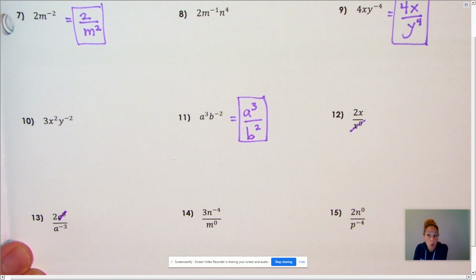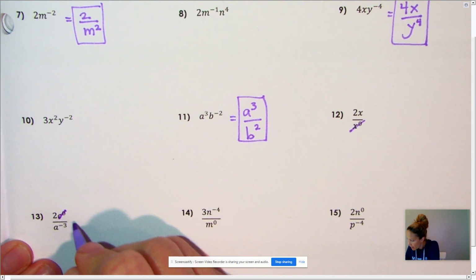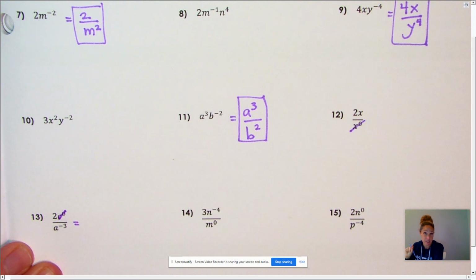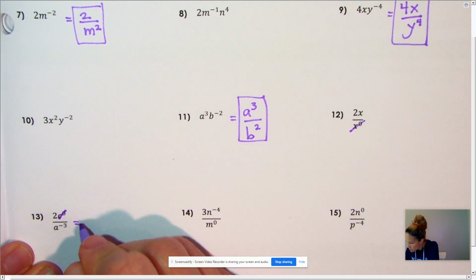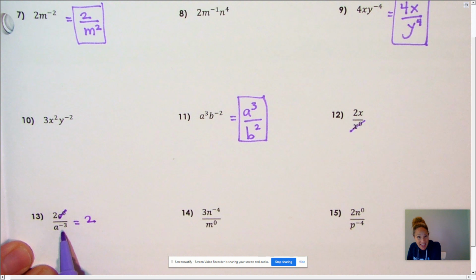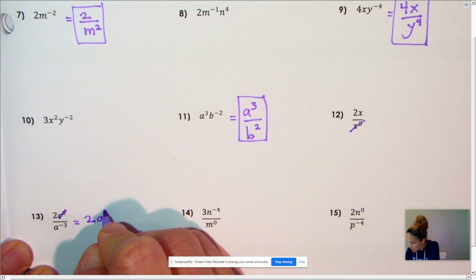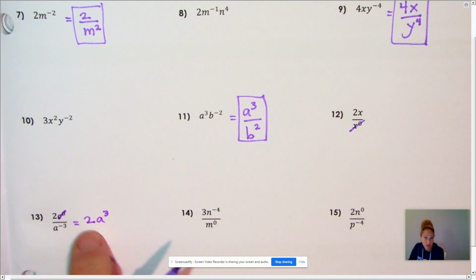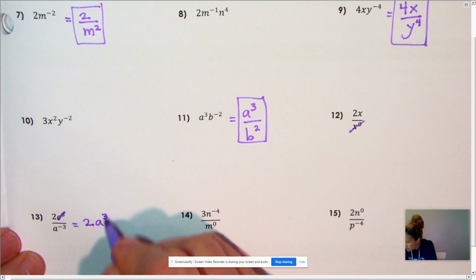The 0 only goes with the c, okay? So the 2 is still there. There's no parentheses around it. So the 0 only applies to the letter that it's stuck to. Okay, so 2 stays where it is. The a to the 3rd is going to move out of the bottom, out of the denominator into the numerator. So we're going to put it up here as a to the 3. I don't have anything left in the bottom, so I don't have to put anything down there. You could put over 1, but this is the simplified answer.